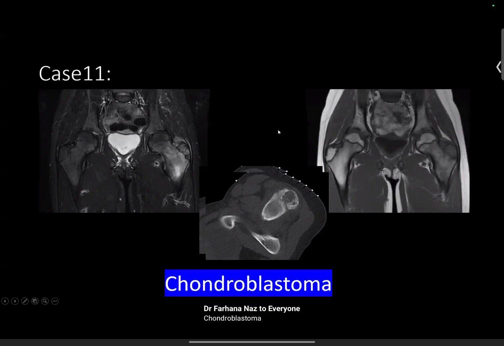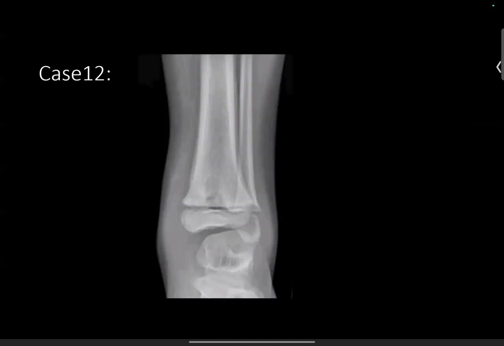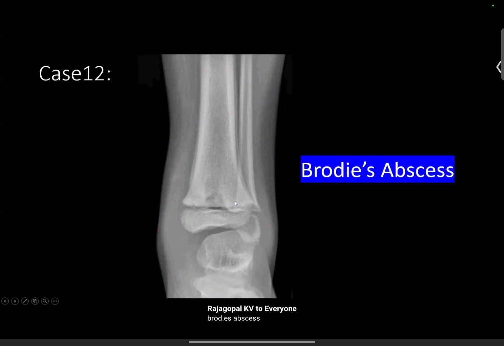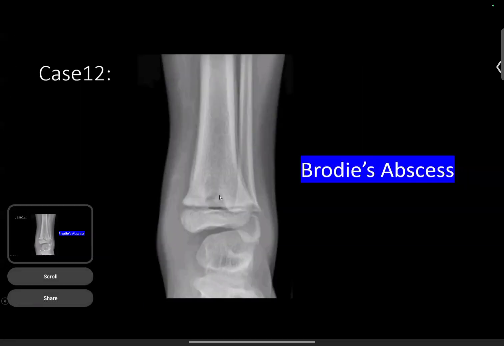And I love this case for my residents because it makes them think about where this lesion is. This patient came to the ED with swelling of the ankle, fever, and bacteremia. Someone found a lesion here in the metaphysis. There's periosteal reaction. And whenever you hear yourself saying lesion in the metaphysis, think of abscess. So this was a Brodie's abscess because we have the history that there was infection.